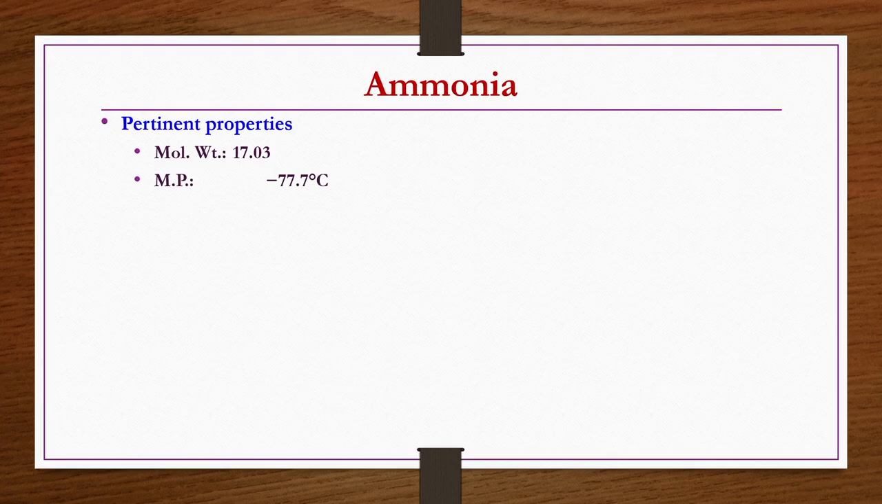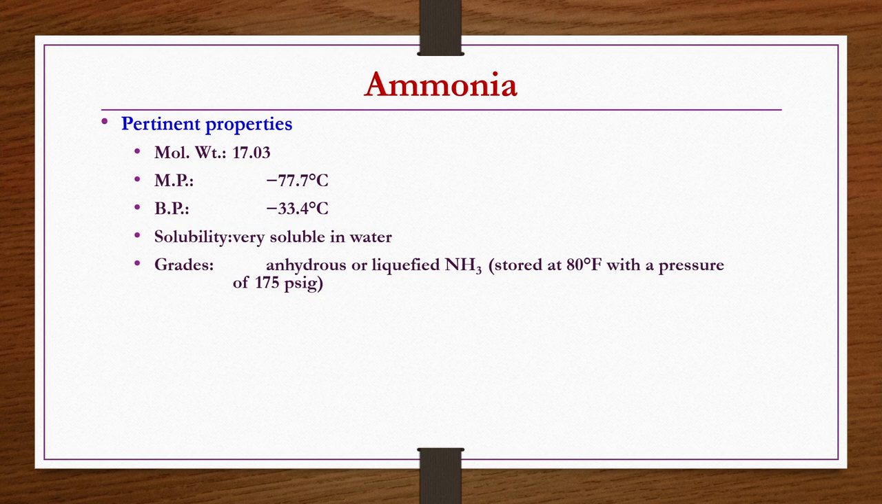If you see the pertinent properties, molecular weight is 17.03, melting point is -77.7 degrees centigrade, boiling point is -33.4 degrees centigrade, and it is very soluble in water. Grades: anhydrous or liquefied ammonia stored at 80 degrees Fahrenheit with a pressure of 175 psig is one particular grade. The other grade is the aqueous grade, where you have 28% ammonia.